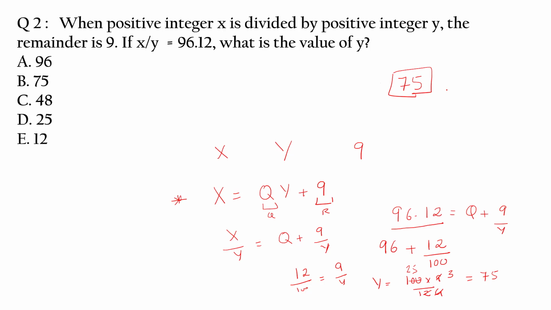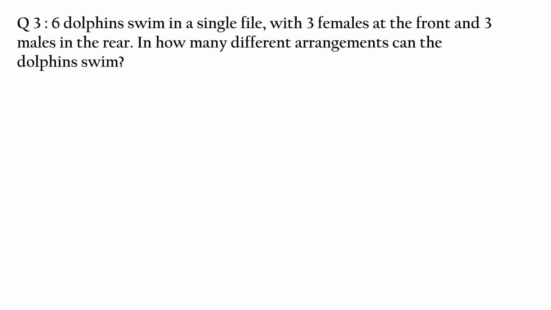This is the key concept here. Writing it down, x is equal to qy plus 9, and then since we already have x by y, dividing by y, and 96.12, it is essential to understand that whenever you have 96.12 in this format, you have a quotient part of it and then you have the remainder, and then you're just equating the remainders.